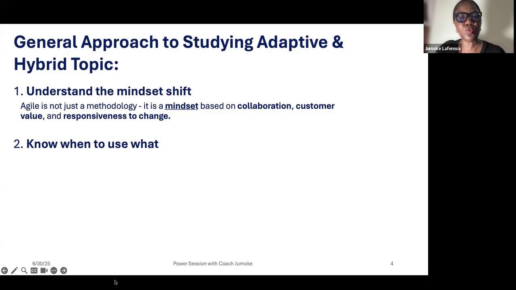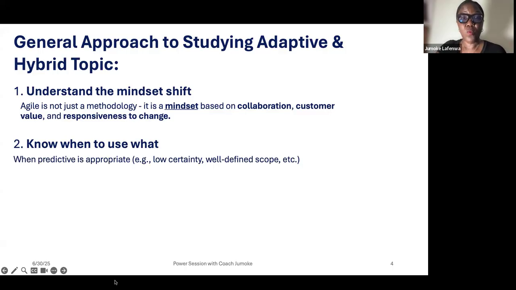Secondly, you also need to know when to use what. When do I use predictive? When do I use adaptive? When do I use hybrid? Predictive is the traditional way of managing projects, and it is plan-based. You know the end from the beginning, so you can plan that this is what I'm going to deliver in month 1, second month, third month. And you're able to do that because your scope is well defined, so it's predictive.